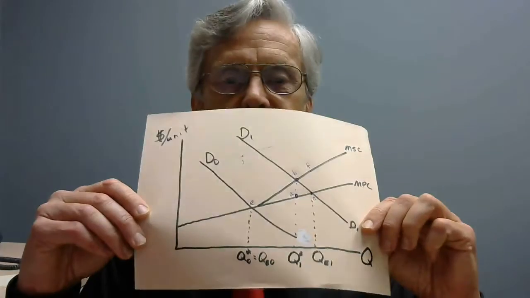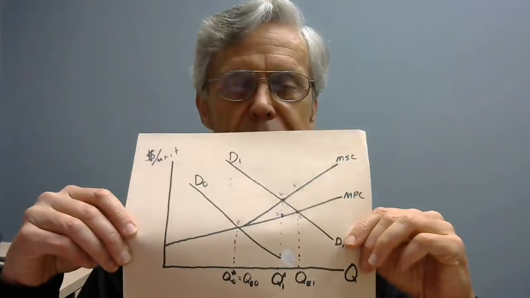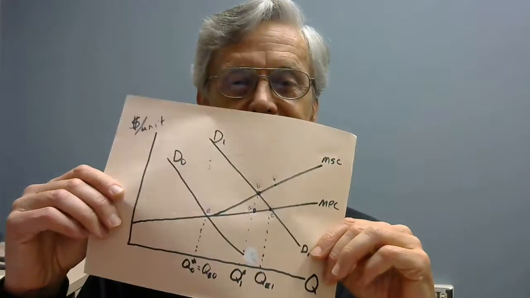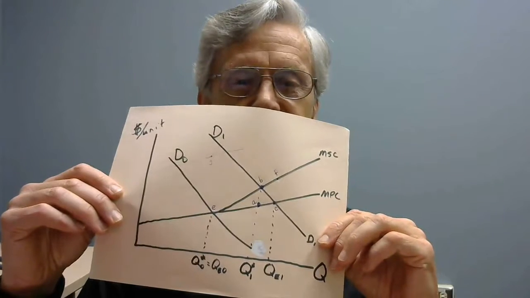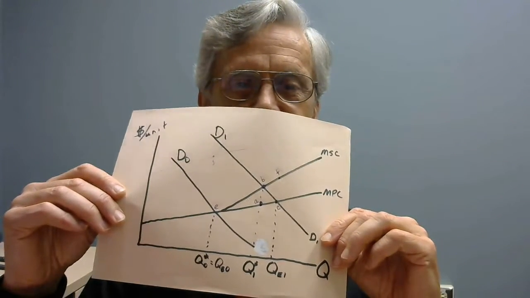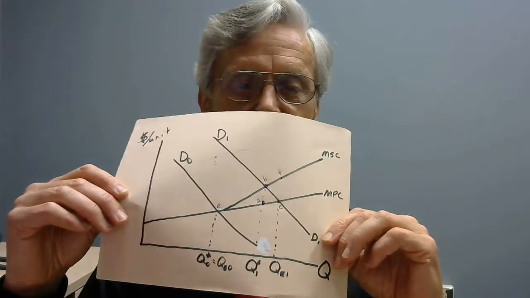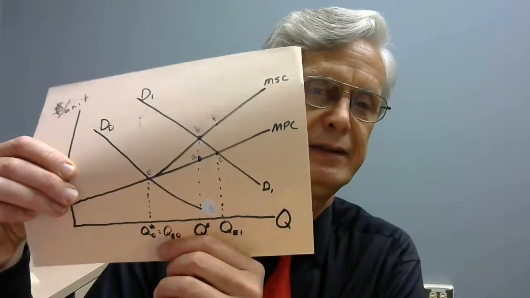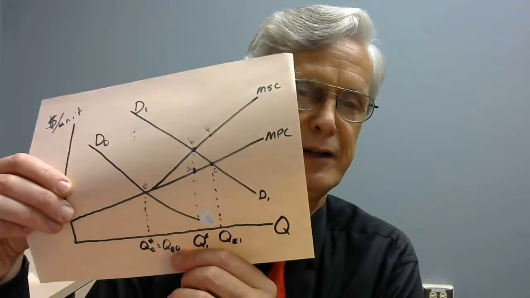Okay, so we have this kind of a situation. Again, hopefully I can be heard even though my mouth is behind this piece of paper. All right, so we have a situation where we have demand D0 initially. And you can see there at point E where D0 intersects MSC and MPC. We have point E and Q star, the optimal, equals QE sub 0.